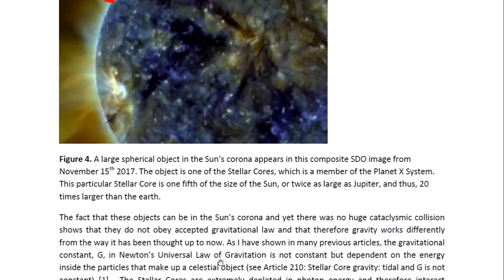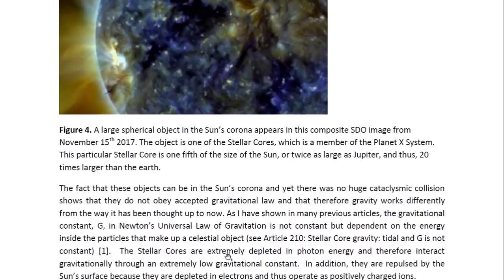Now, the fact that these objects can be in the sun's corona and yet there was no huge cataclysmic collision shows that they do not obey accepted gravitational law, and that therefore gravity works differently from the way it has been thought up to now.